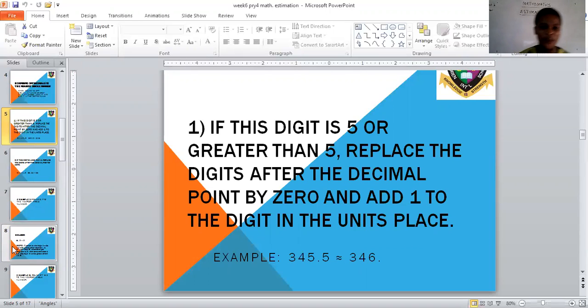Now, they are telling you, like the example given there, 345.5. Don't forget that the 5 is up to 5. Our 10th digit is up to 5, so automatically we add 1 to the number in the unit place. We have 345.5, and you're adding 1 to that 5 to make it 346, while the 5 after the decimal is changed to 0. Take note of that.